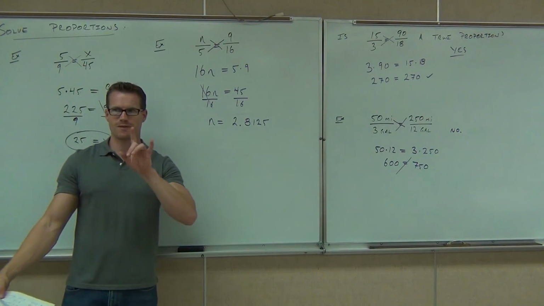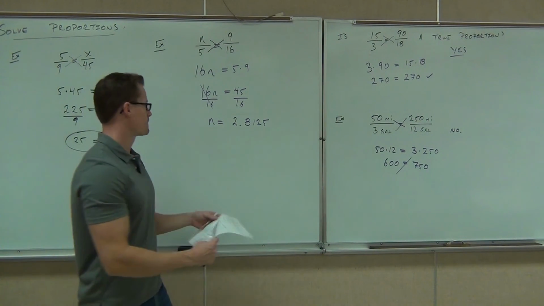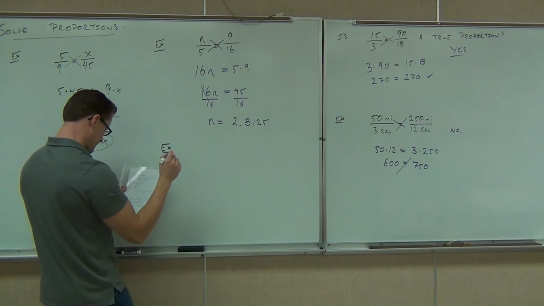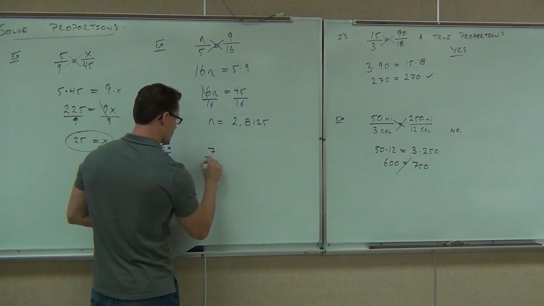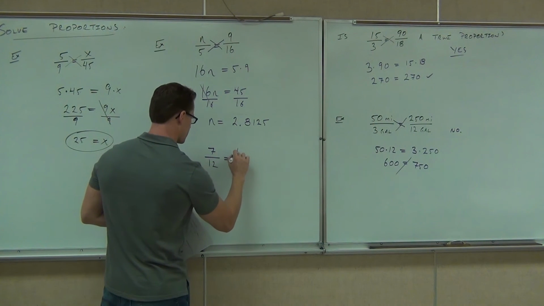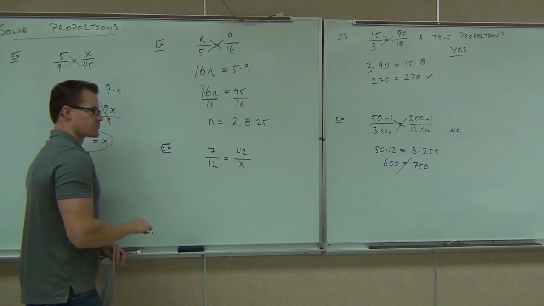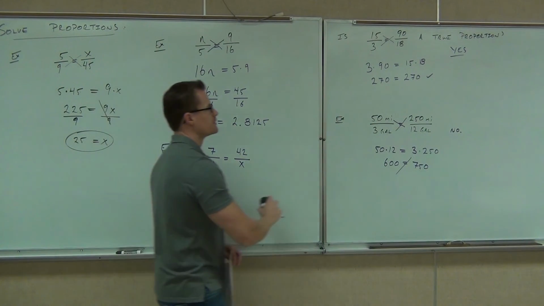You ready to try 2 on your own? Okay, let's do this. Seven twelfths equals 42 over x. Solve for x.